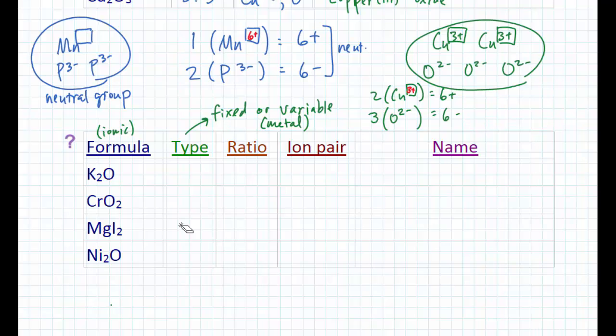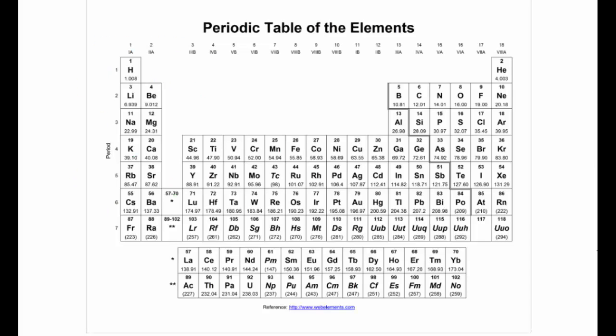So the first one, K2O, is that fixed or variable? That's fixed. What tells you that K2O is fixed? Yeah, the metal is potassium, right? K, we've got a periodic table on the next page here.